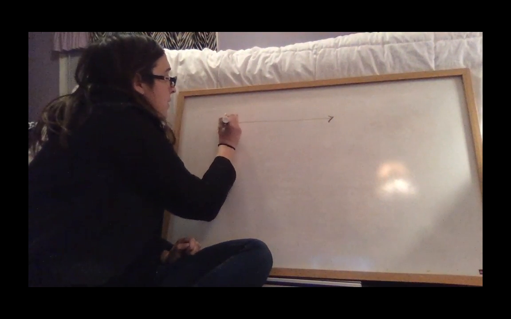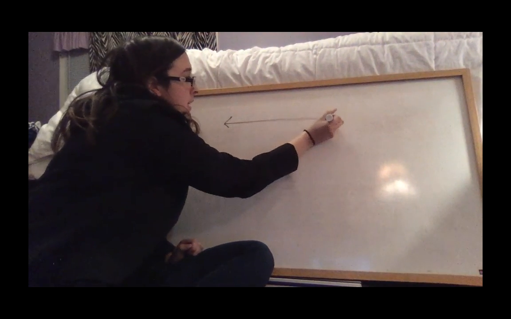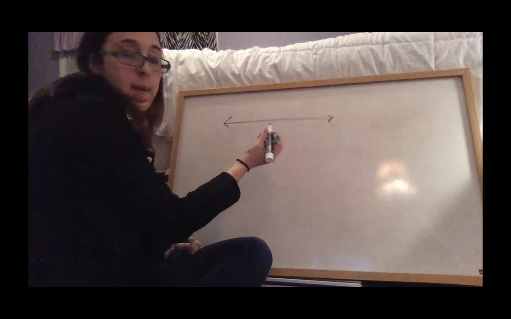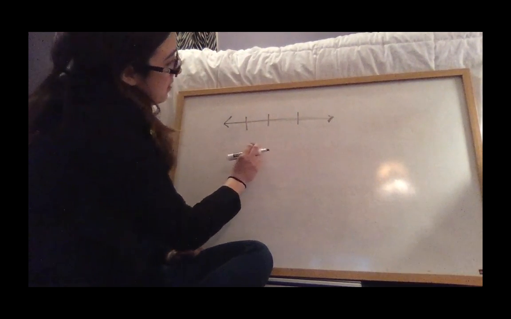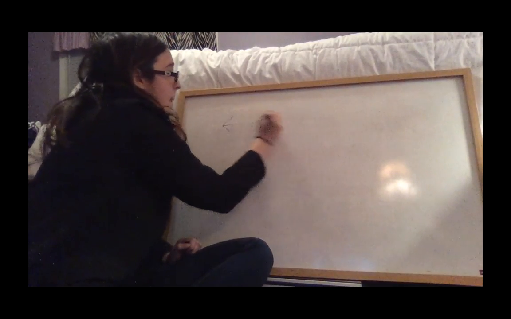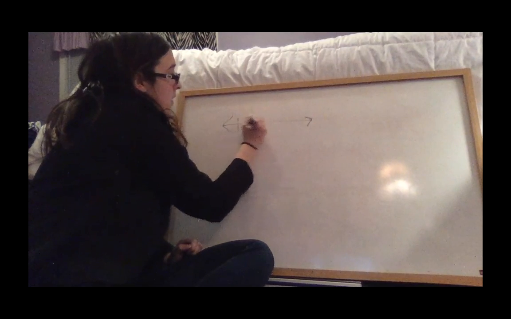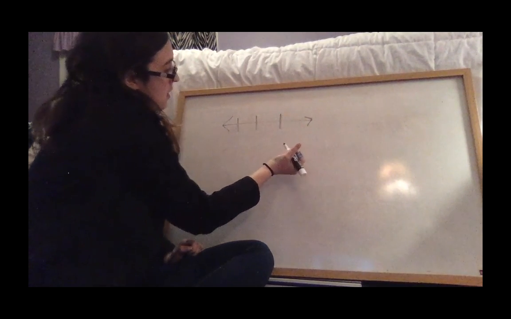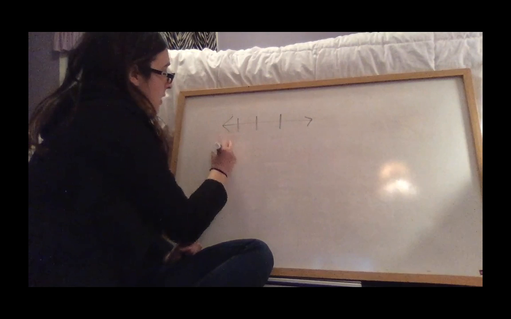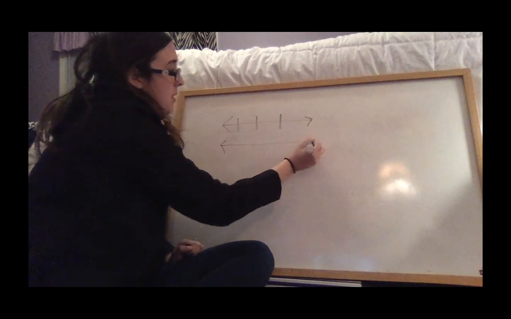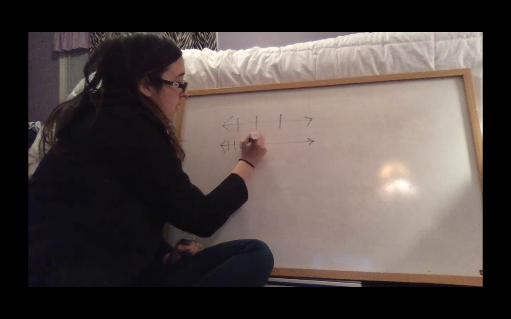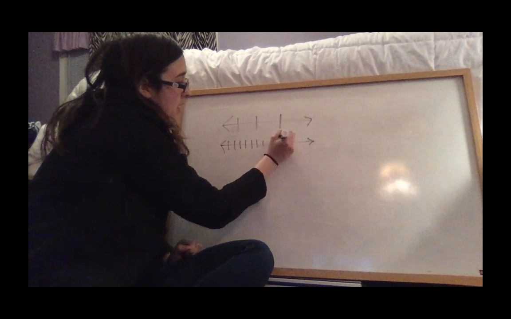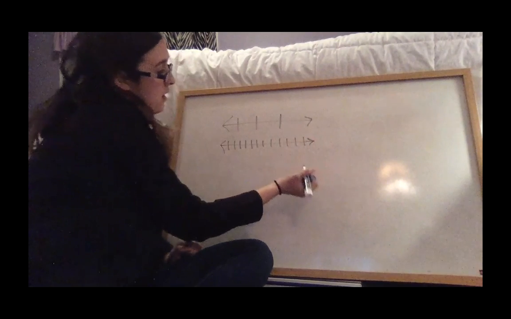So the first number line we're going to divide into 4 sections. So 1, 2, 3. Oh, not even. 1, 2. Yeah, that's good. And then the second one is going to be the same length, but you're going to divide it into 12s.